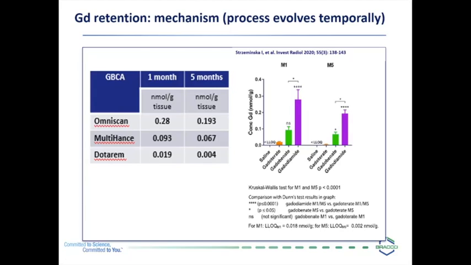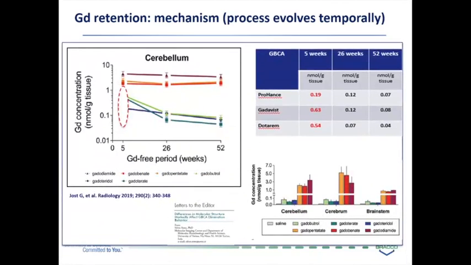However, at the 5 month time point, the gadolinium concentration in the Dotarem group was also significantly lower than the gadolinium concentration in the Multihance group, proving that the clearance is more effective for macrocyclics. The study by Jost and colleagues at Bayer was performed using Omniscan, Magnevist, Multihance, ProHance, Dotarem, and Gadavist, with an observation time of 52 weeks.